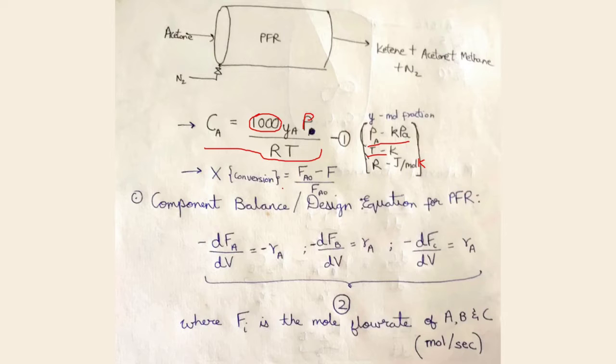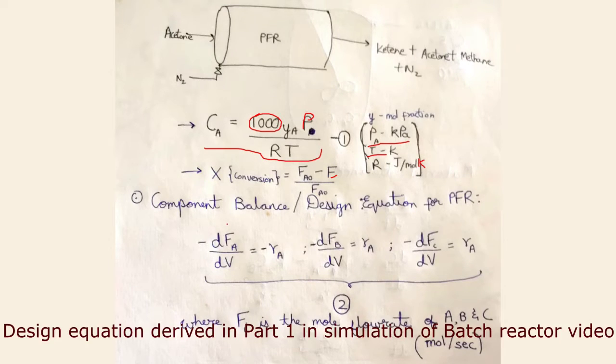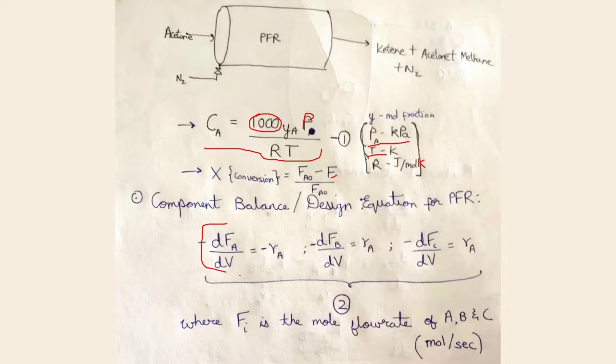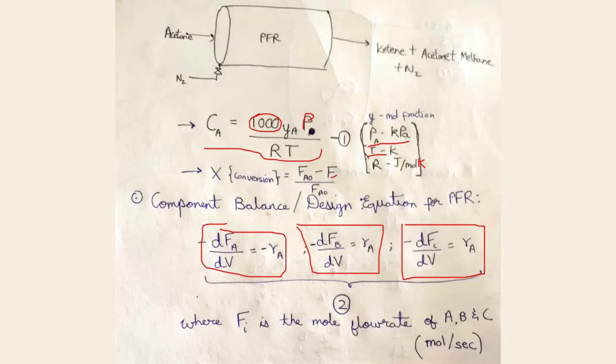The conversion, as we all know, is equal to the initial flow rate in minus the final flow rate divided by the initial flow rate, and we have already derived the design equation for a PFR. It's these three equations for each of the reactant and product respectively, and this is the component balance for the system, and we'll call it equation 2 for the time being, and this is equation 1, of course. Let's move on to energy balance for the system.